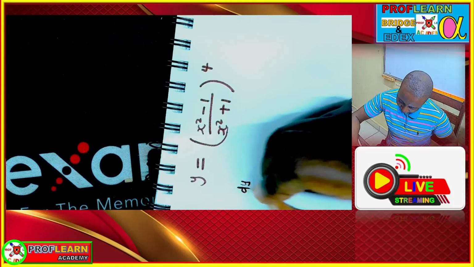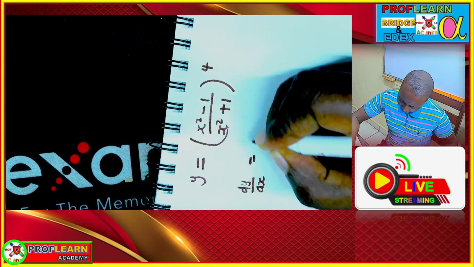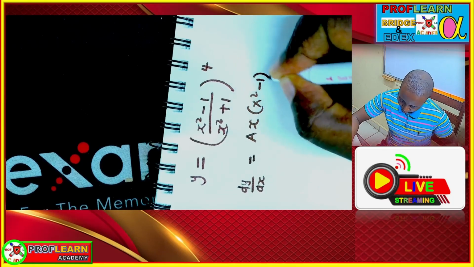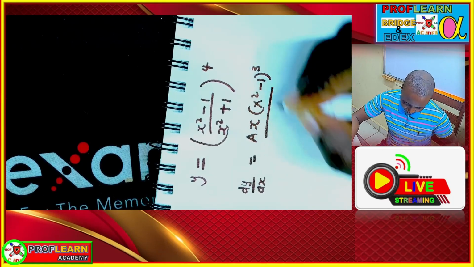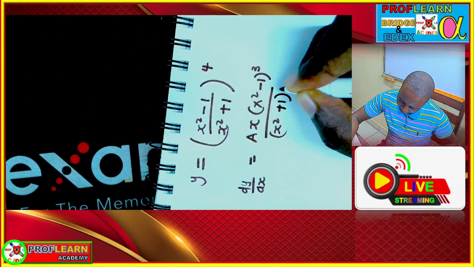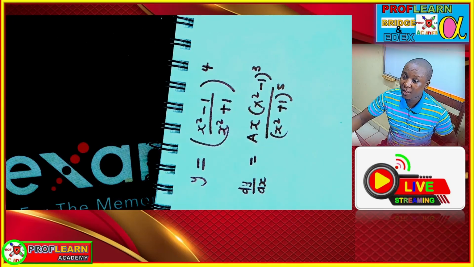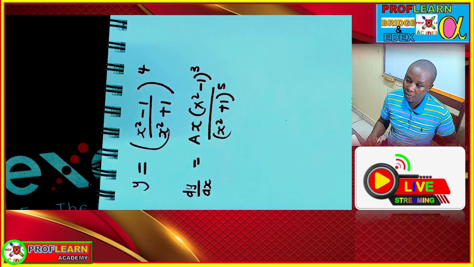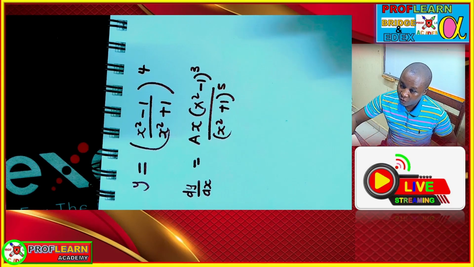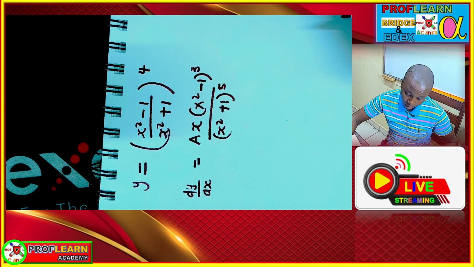dy/dx can be written as ax(x squared minus 1) cubed divided by (x squared plus 1) raised to power 5, where a is a positive integer yet to be found. Now, in this particular kind of question, we're going to use chain rule in order to work it out.